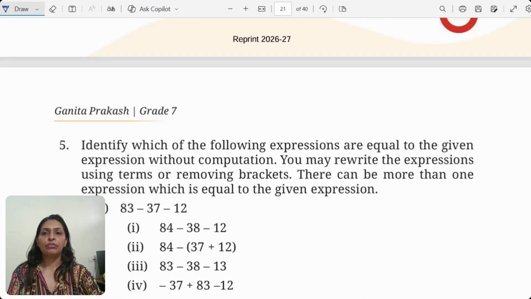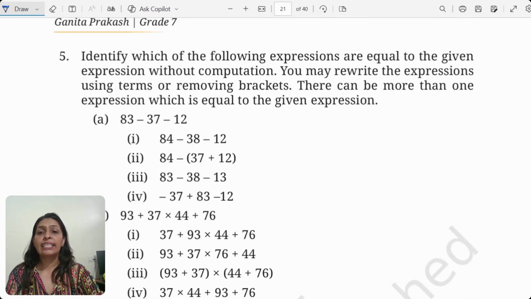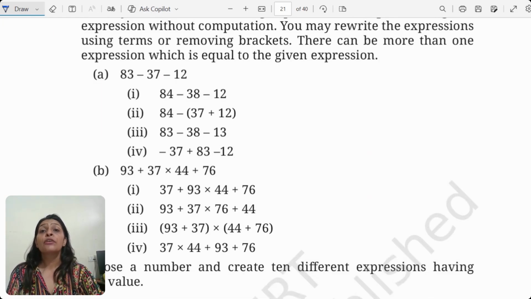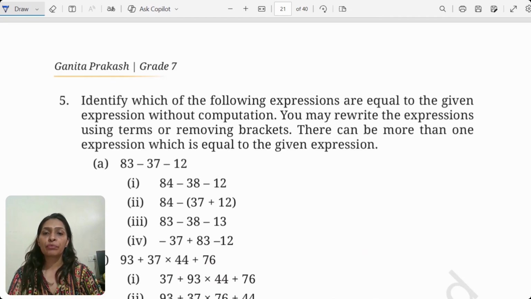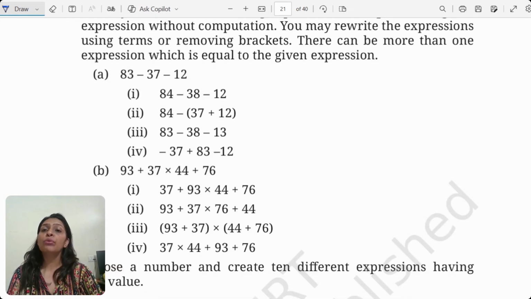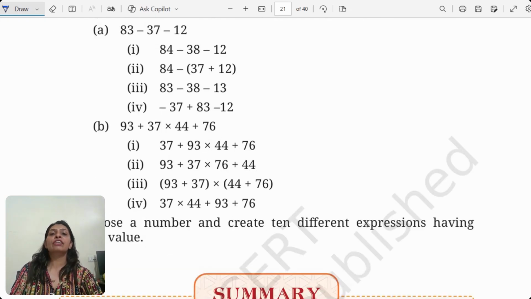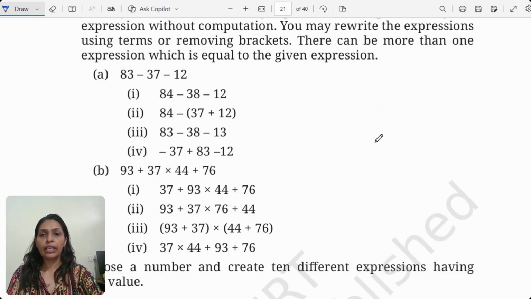Now, question number 5. Identify which of the following expressions are equal to the given expression without computation. Means we do not have to compute that. You may rewrite the expressions using terms or removing the brackets. There can be more than one expression that is equal to the given expression. So we have to get the same answer.